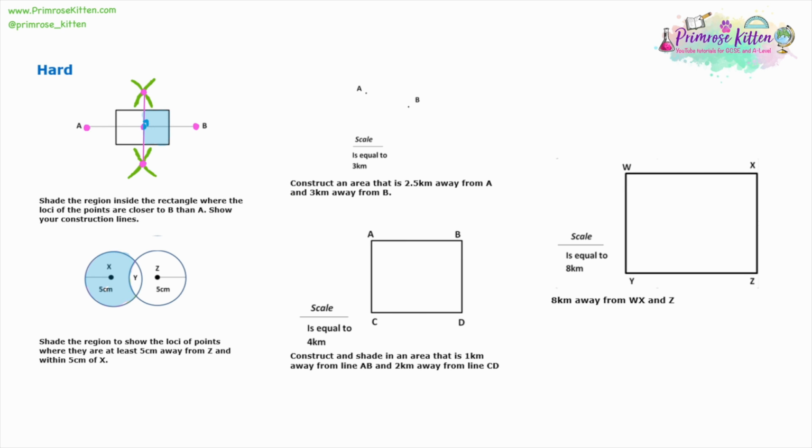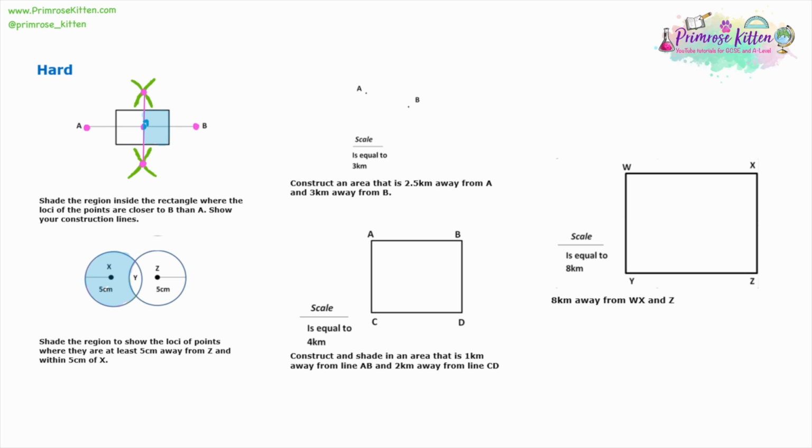Now, question 3 is the same kind of question as question 2, but the circles haven't been drawn for me. The first thing you need to do is draw a 2.5 circle around A. Again, setting your compass, the metal part on 0, the pencil part on 2.5, and then put the metal part on A and draw a circle, and then do a 3 centimeter circle around B.